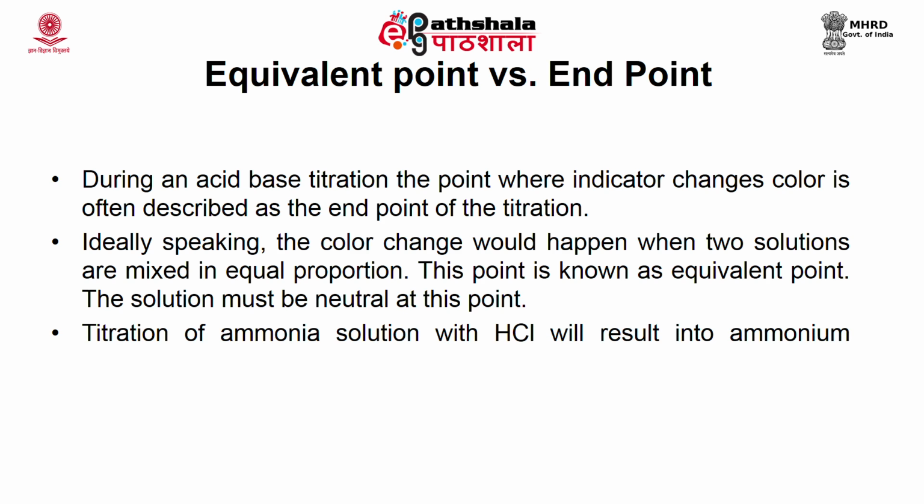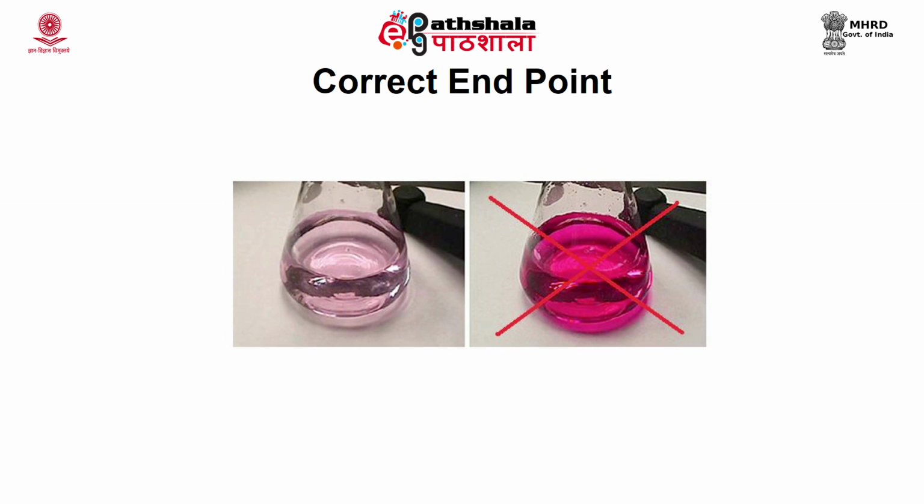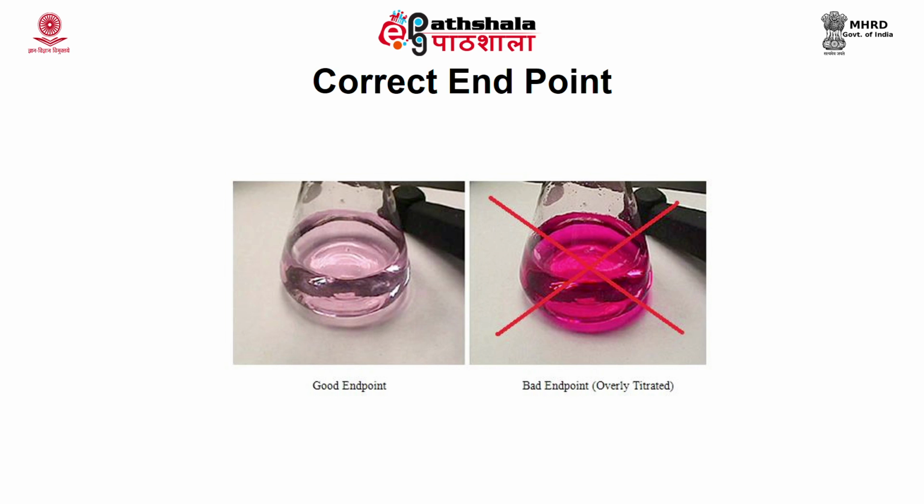For example, in the case of titration of ammonia solution with HCl, this titration will result in ammonium chloride. The ammonium ions are slightly acidic, so pure ammonium chloride is slightly acidic at the equivalence point.